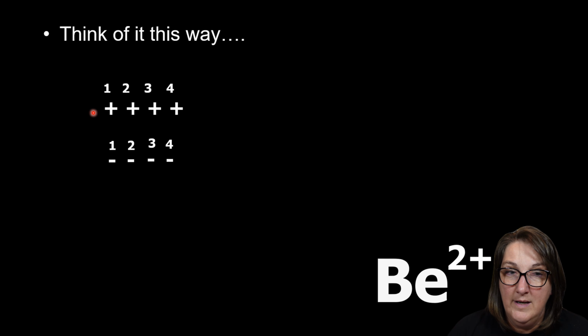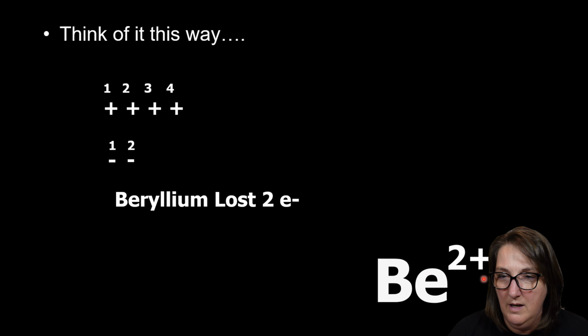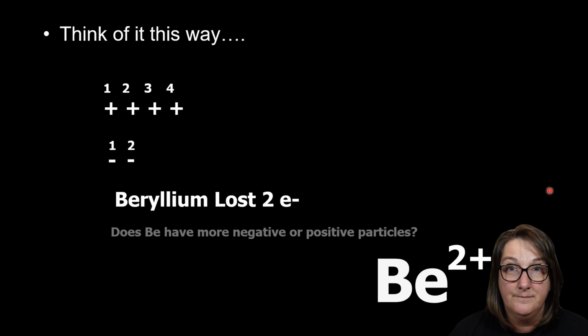And again, another way to see it is this. I have 4 protons because that's what makes beryllium beryllium. And I have 4 electrons. That's what makes it neutral. But I got rid of those 2 electrons. So since I got rid of those 2 electrons, look, I have 2 more pluses than normal. And that's where that comes in right there.